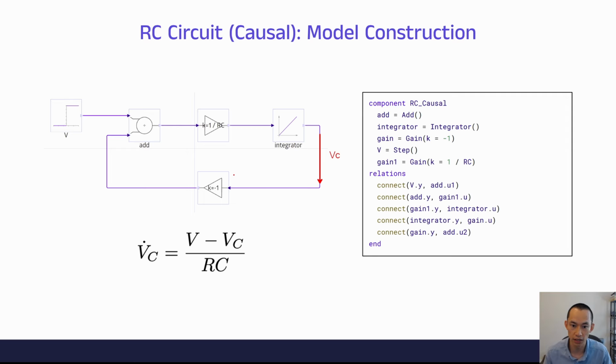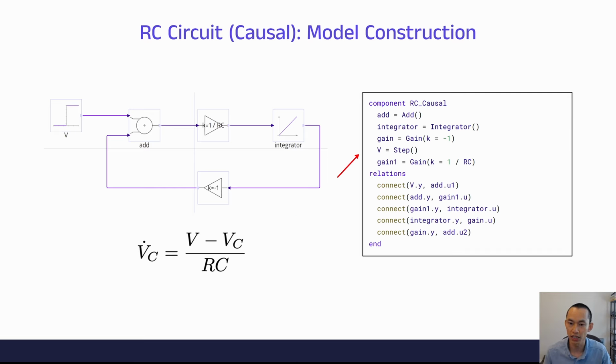Then we see the VC signal goes into this gain block, which multiplies everything by -1. Therefore, the signal that comes out of this block is going to be negative VC, which is indeed this value at the very beginning that we assumed. Okay, so there we have it. So this block diagram right here represents our RC circuit.